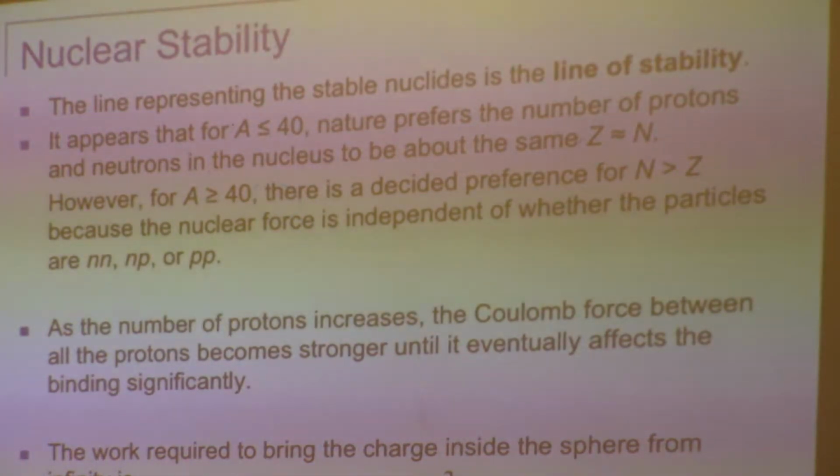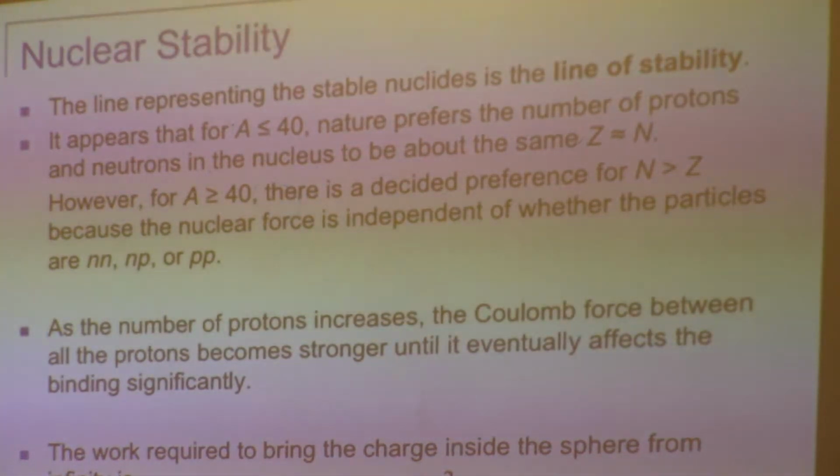Okay, the point is, since we are at 40, you can see the line of stability where the numbers of neutrons and protons were equal. Before 40, nature preferred the number of protons and neutrons in the nucleus to be about the same. After 40, they prefer the neutrons to be more numerous than the protons, because the nuclear force is independent of whether it is a neutron-neutron or a proton-proton pair.